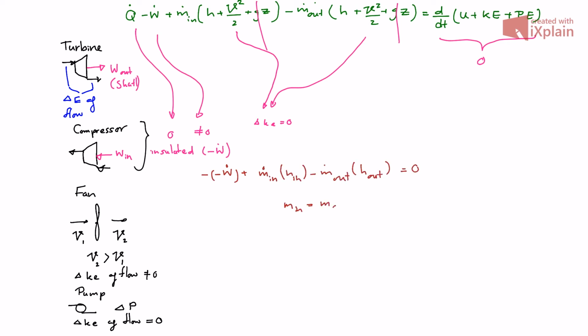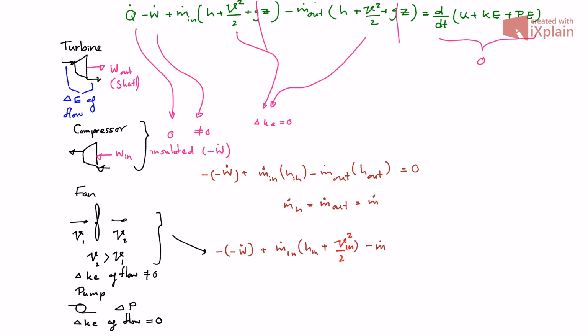When it comes to a turbine, the only difference is work is going out of the system. As I mentioned before, if your system is a fan, you have work coming in. Most of the time you can neglect the heat losses from a fan because it's not going to be significant.